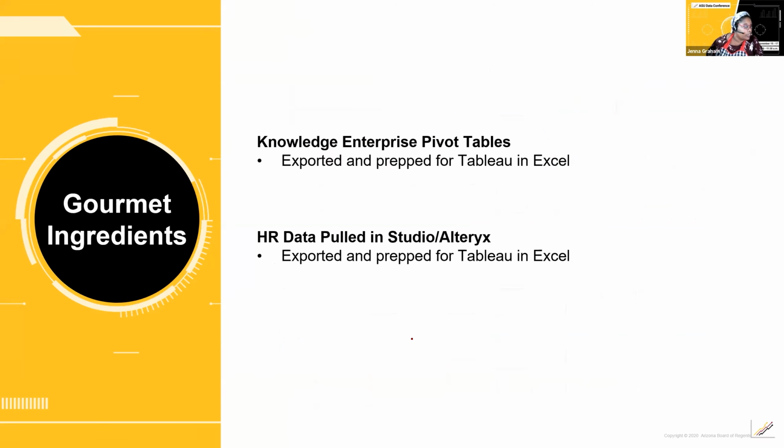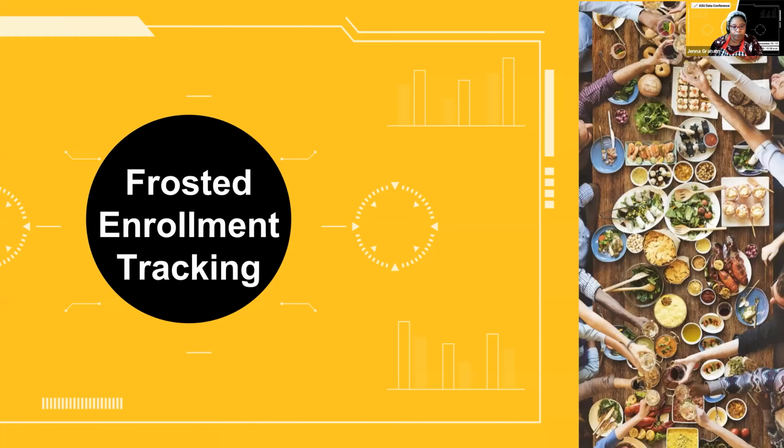So the ingredients we're using here are those wonderful Knowledge Enterprise pivot tables. Every couple of weeks, we get an email from Hansel letting us know it's ready. And so I download those into Excel and prep them for Tableau. And the HR data is pulled out of Studio or Alteryx, and then prepped in Excel for Tableau.